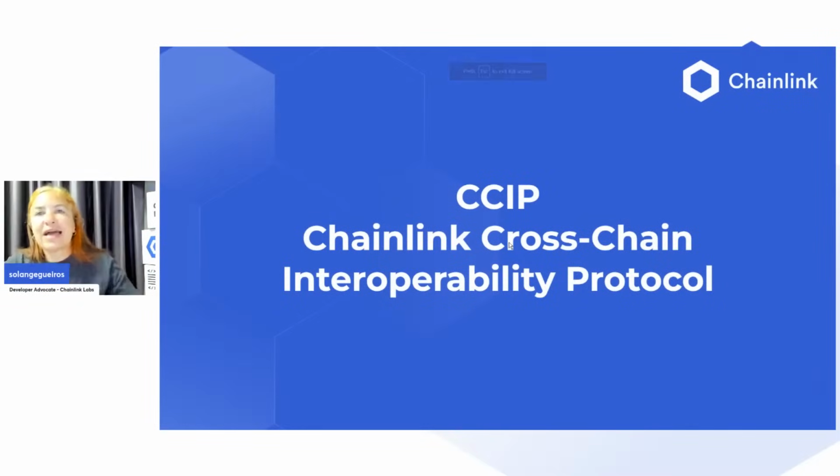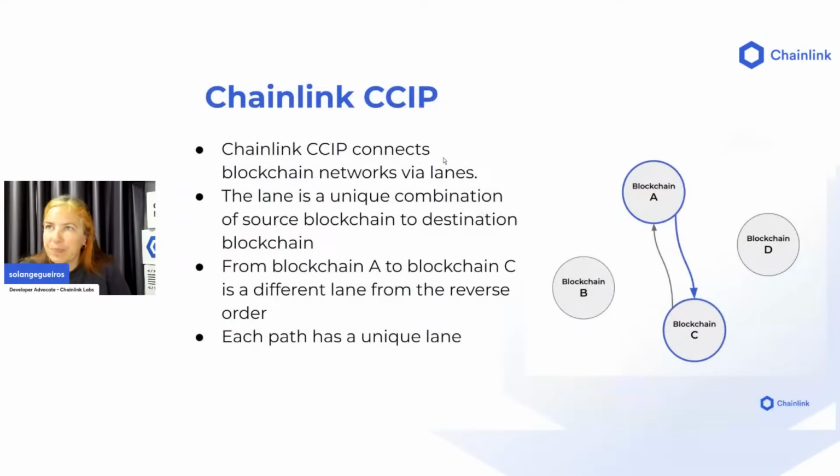And here we have CCIP to solve this. So what is CCIP? I'm talking about the Chainlink Cross-Chain Interoperability Protocol. CCIP connects blockchain networks with lanes. So I can go from blockchain A to blockchain C with one lane. And if I go from blockchain C back to blockchain A, I will use another lane.